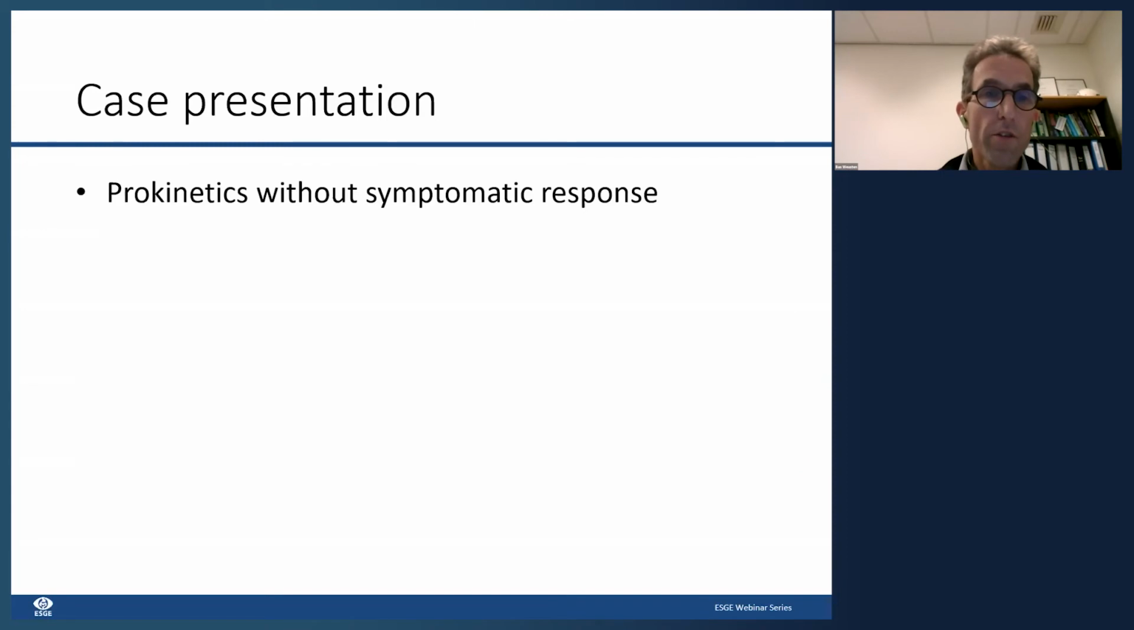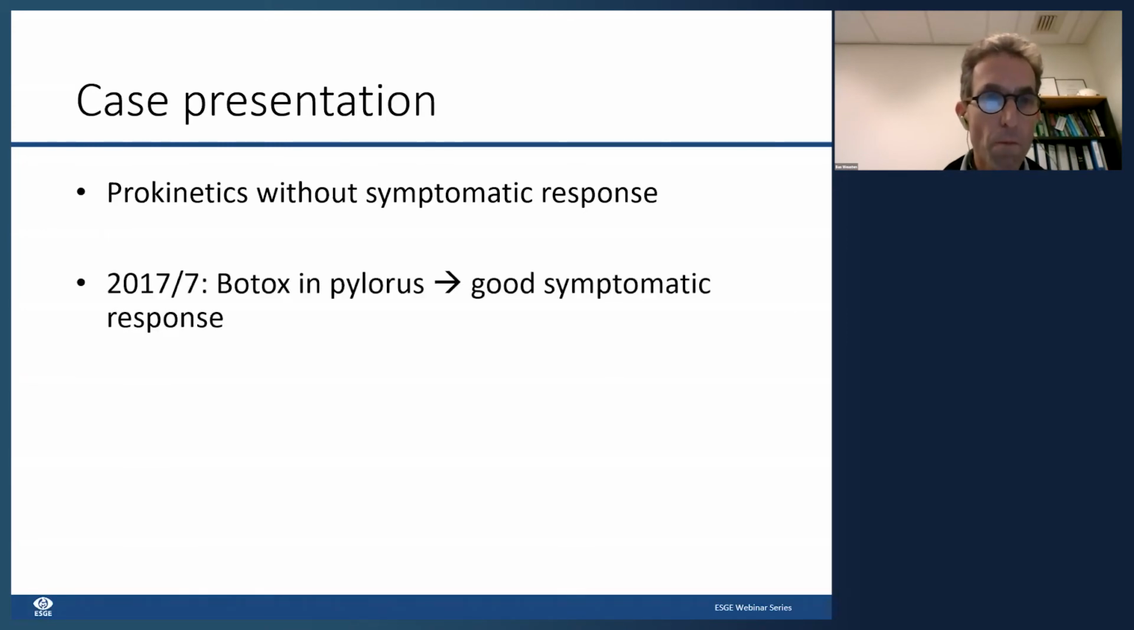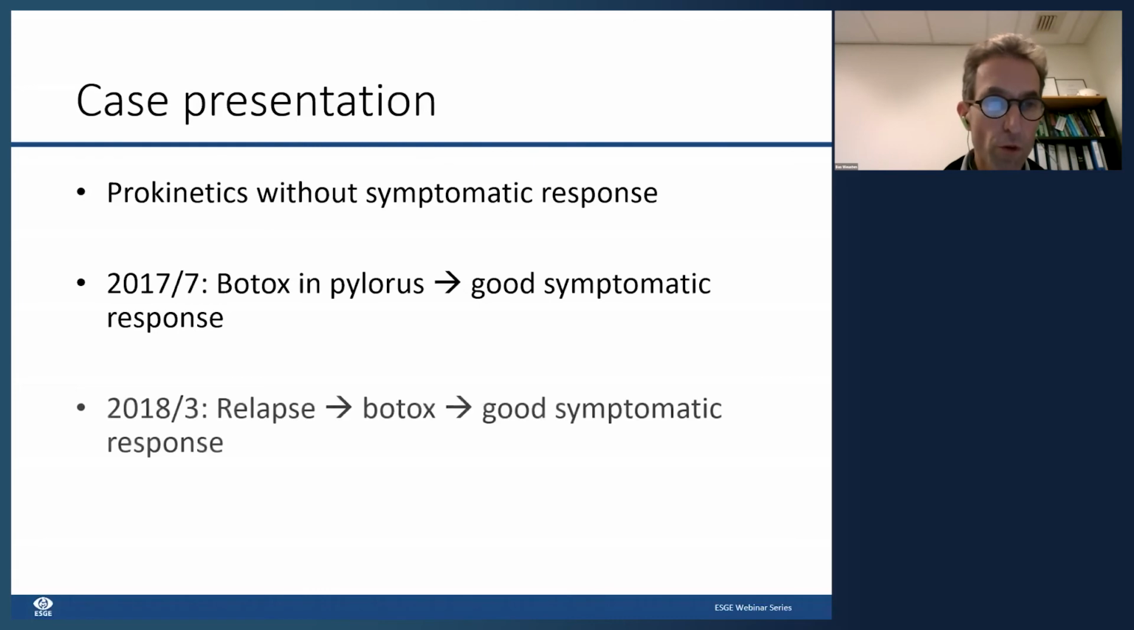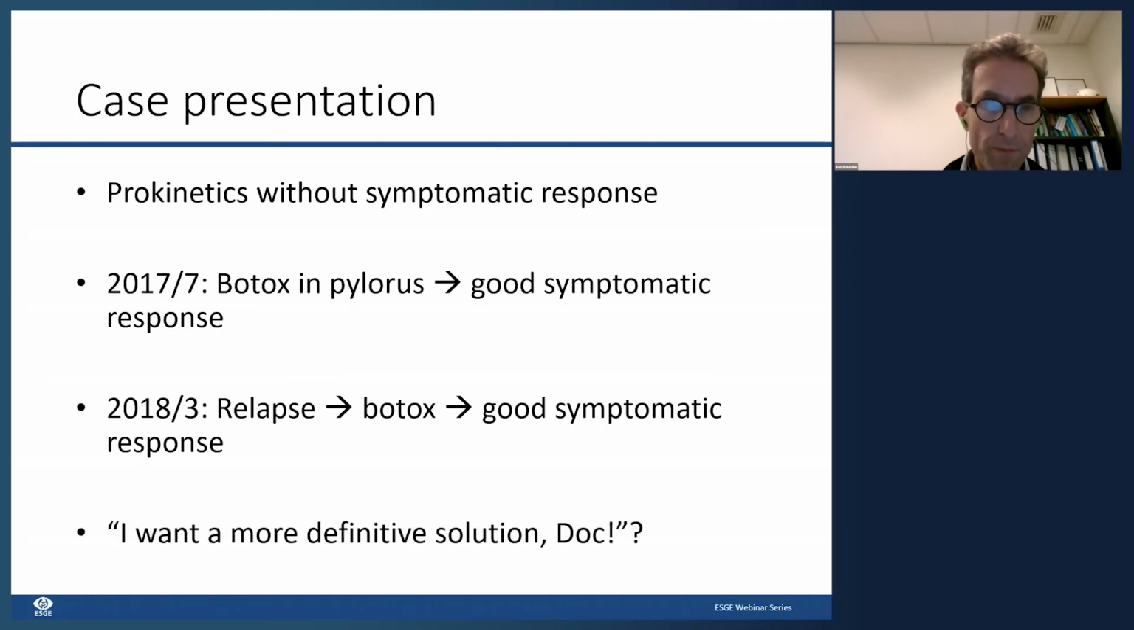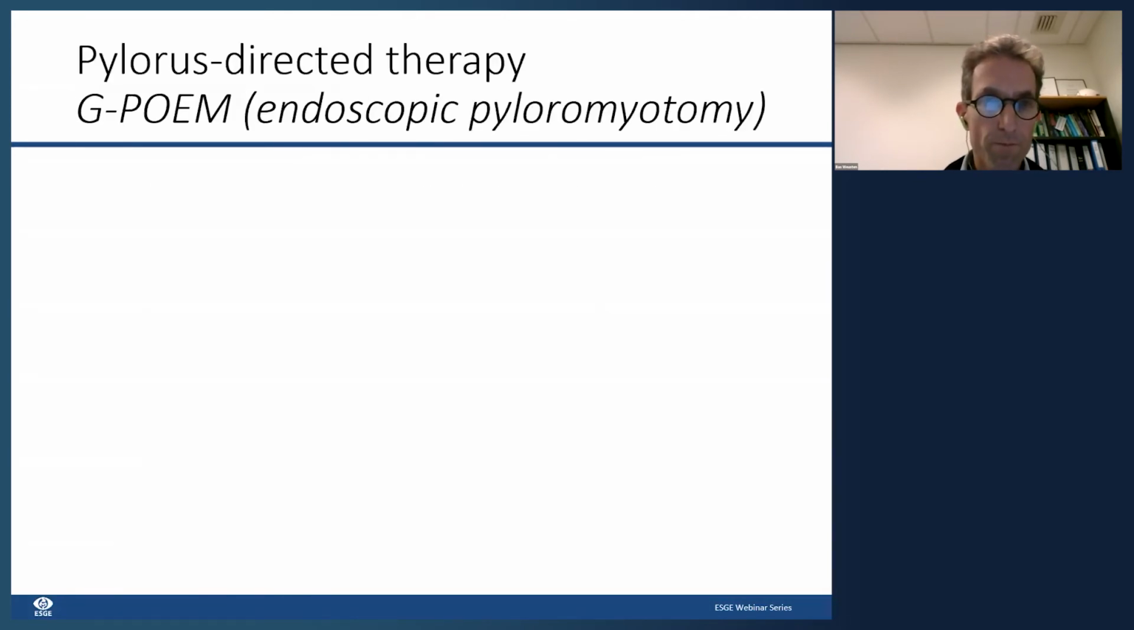So the prokinetics in our case was without any benefit for the patient, and she was treated with Botox in the pylorus with a good symptomatic response, but she relapsed as expected after 8 months. That's the time period you expect Botox to fail, and the Botox injection was repeated. So then she came to my office and said, well, I want a more definite solution.